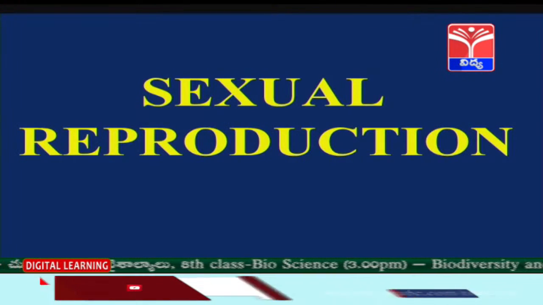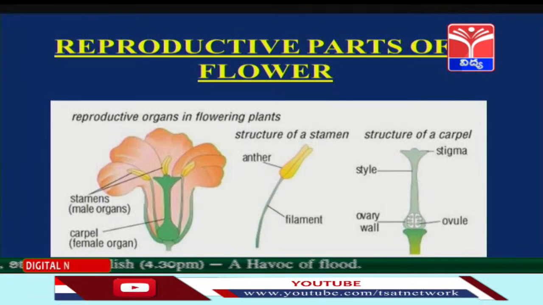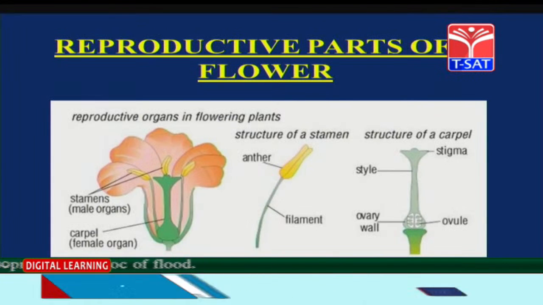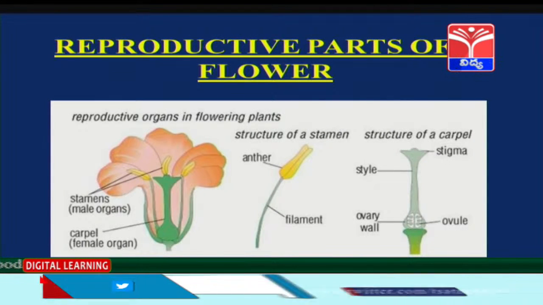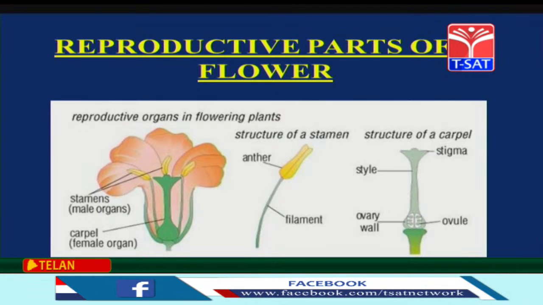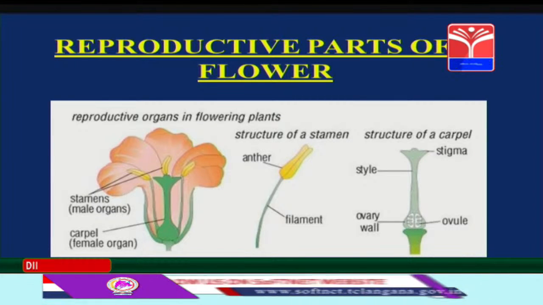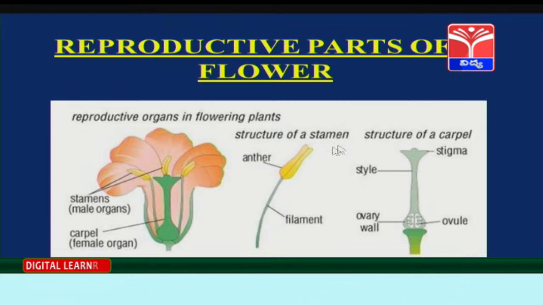Now, let us see sexual reproduction. Sexual reproduction is the process of reproduction where the male and female reproductive parts of a flower or a plant are involved. What is the male reproductive part? Androecium. What is the female reproductive part? Gynoecium. See here, children, the reproductive parts of a flower are given. There are male organs and female organs, stamens and carpel. And you can see clearly here the anther and filaments present in the stamen.